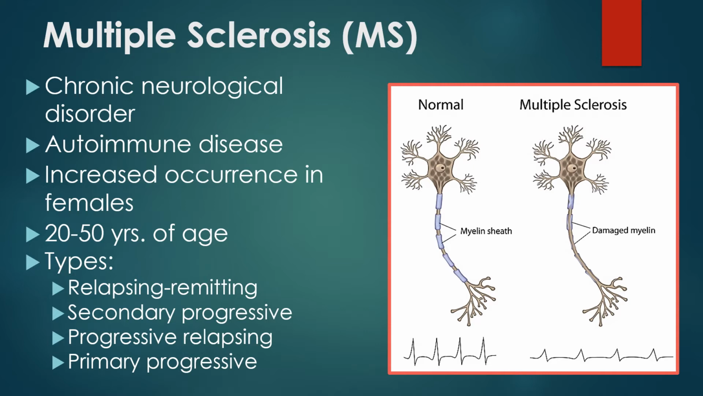The third classification is progressive relapsing. Symptoms increase and relapses may or may not have recovery. And the last classification is primary progressive. In this form, there is a gradual progression, no remissions, and maybe only temporary plateaus. The initial disease activity is in the spinal cord, not the brain, so these patients are less likely to develop cognitive problems.